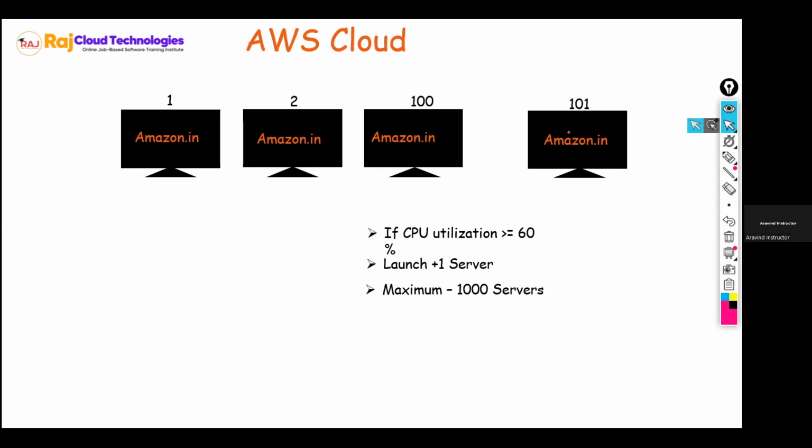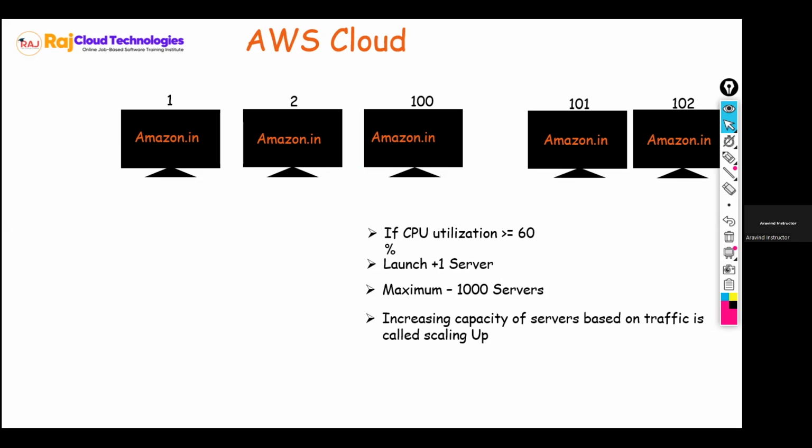But 101 is not sufficient. Why? Because again, after 5 minutes, traffic will increase. If traffic is increasing, again AWS will launch one more instance. It is directly proportional. As the traffic increases, the number of servers will also increase. If the requests are increasing, the capacity of servers will also increase. Increasing the capacity of servers is what we call scale up.